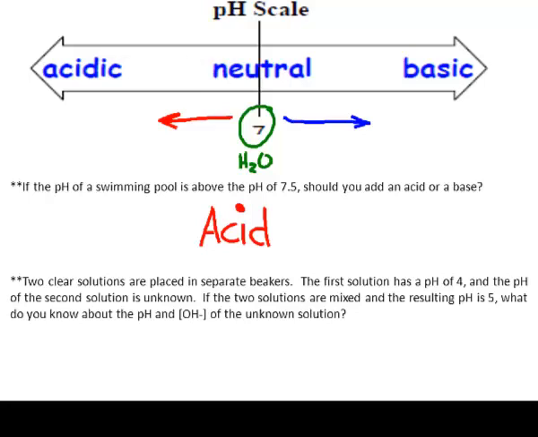Not necessarily that it is a base, but it is more basic than the first solution. Okay. So if I mix the two, then I would have an increase, then obviously I'm dealing with something greater than 4. I got you. Okay. So if it's more basic, then the hydroxide concentration should be greater. Higher than the first one, right? Mm-hmm. So pH should have been greater than 4.